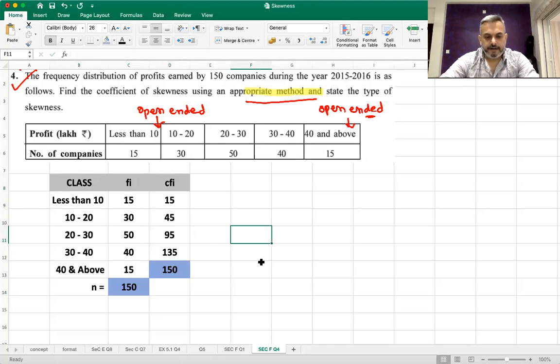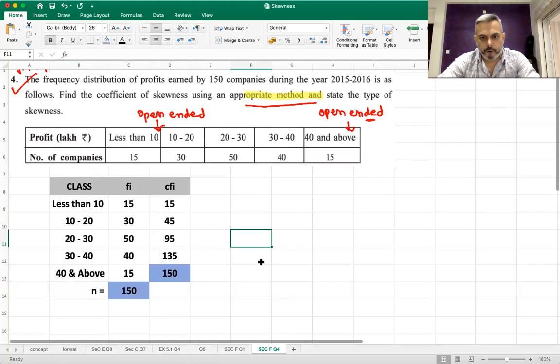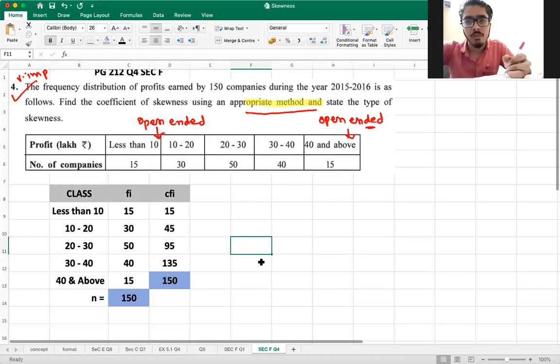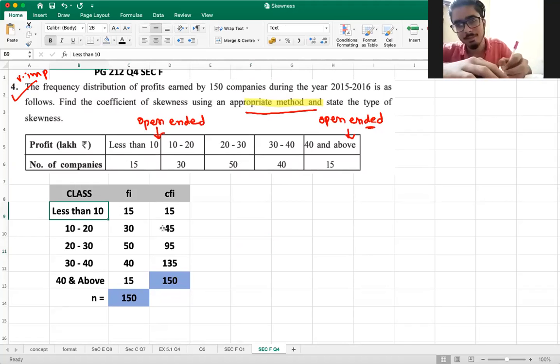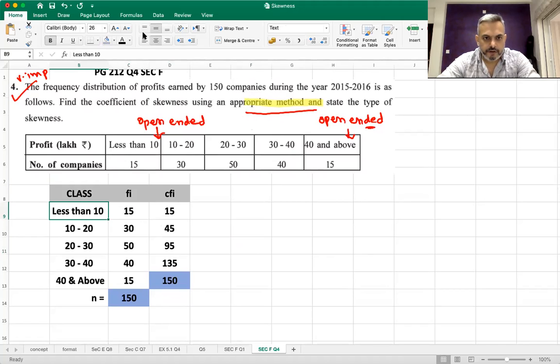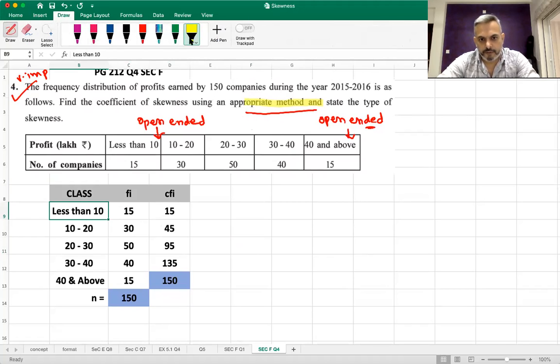So let's start. Because it says appropriate method, we are going to choose correctly. Now, how can you find the mid value xi over here? You can't, because it's less than 10. That is why this is important, because it is given that you have to use the appropriate method. Even if you start doing it, you will not be able to find it, so you know there's something wrong. Here we can only go for Bowley's method. So please be careful. It's an important sum because the method is not mentioned.